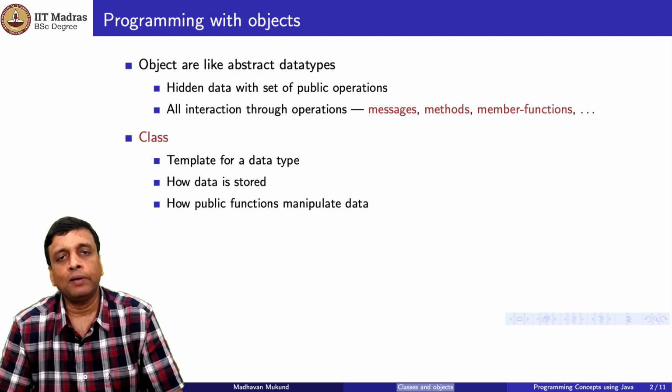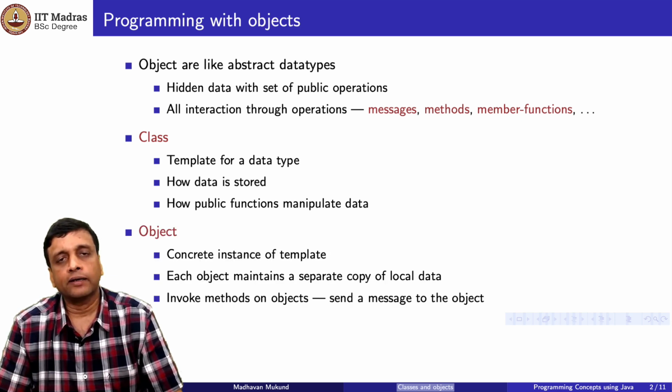A class is a template for an abstract data type. It tells us what all data is stored inside the data type, it gives us the information about that private data typically, and then it gives an implementation or a definition for the functions that manipulate the data. This is the public interface. And an object in this context is a concrete instance of such a template. So we have a class, for instance, a class defining events, and each event that we use in our program is a concrete object of that type. A class is like a type definition, and an object is a variable of that type.